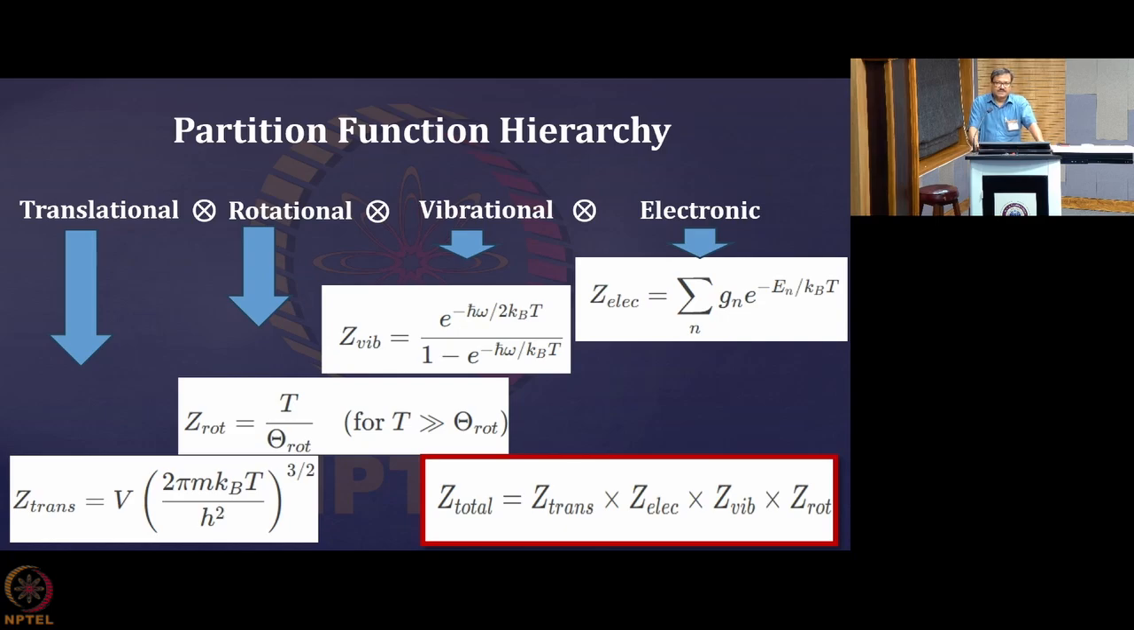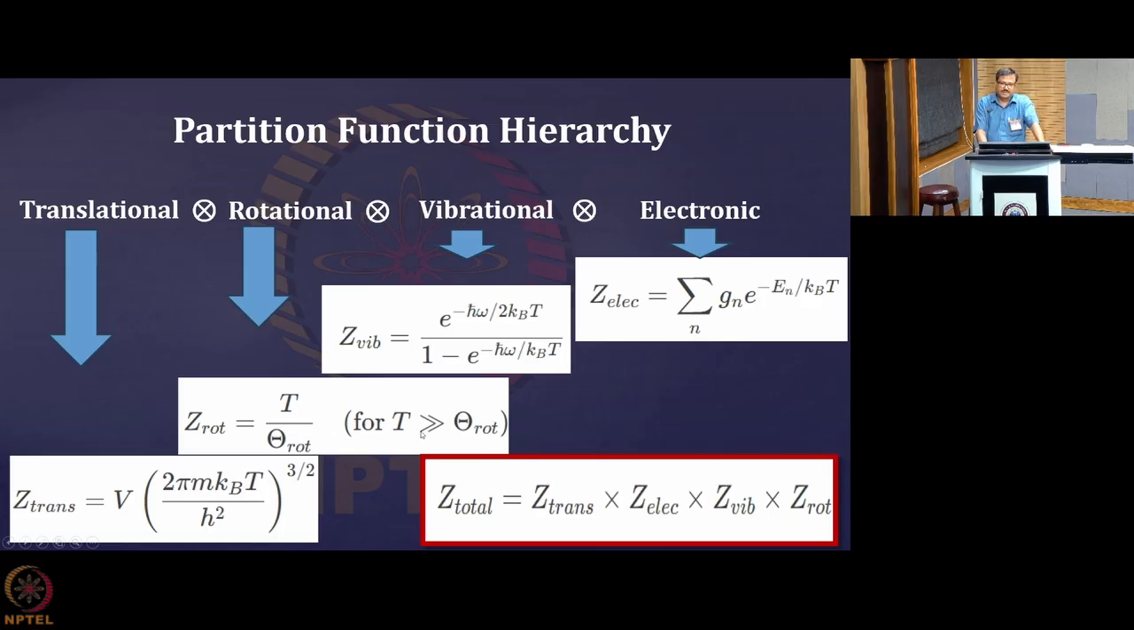the final results. So the translational partition function goes like this: V (2 pi m kT / h square) to the power 3 by 2. This kB is the Boltzmann constant and V is volume. So this is the rotational partition function. If you are able to find a characteristic rotational temperature, then it is very easy to write the rotational partition function quite accurately using this formula.